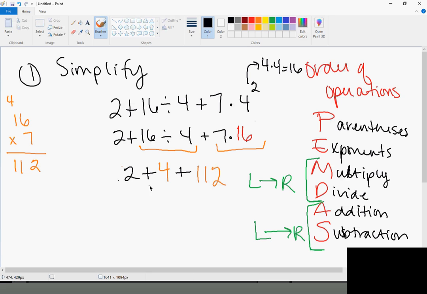Okay, so now we've got 2 plus 4 plus 112, and it's all addition, so we can just add straight across. 2 plus 4 is 6, plus 112 equals 118. And that's going to be our final answer.